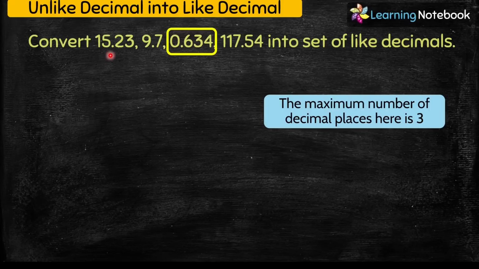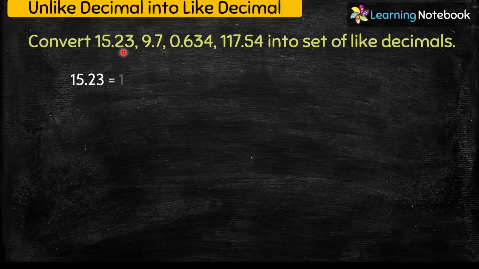So 15.23 has 2 decimal places. So we will put 1 zero to the right of the decimal part. So it means 15.23 equals 15.230. Next decimal number is 9.7. It has only 1 decimal place. So let's put 2 zeros. We get 9.700.